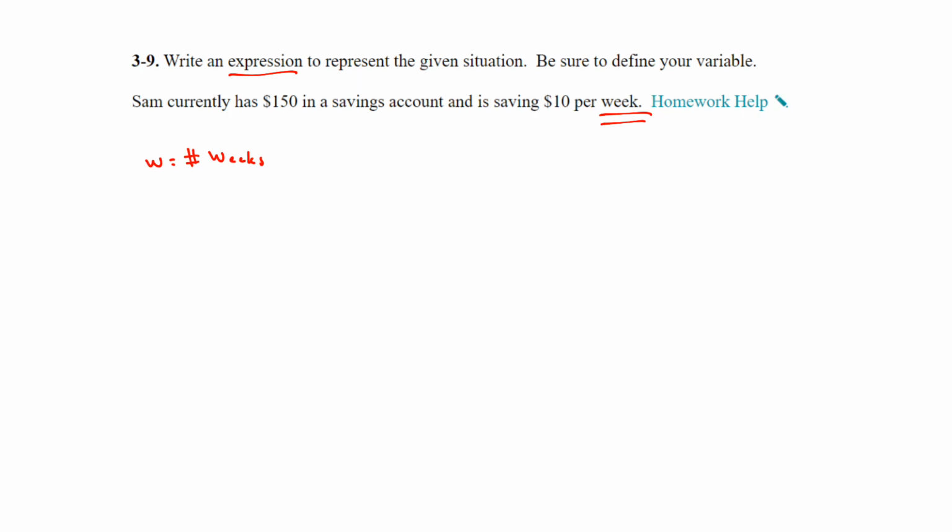And for our expression, we have a starting value of $150 and saving $10 per week. So this is our growth, how much it is growing. So what do we have? We have $10 a week plus the starting value of $150. And that's the expression with W equaling the number of weeks.